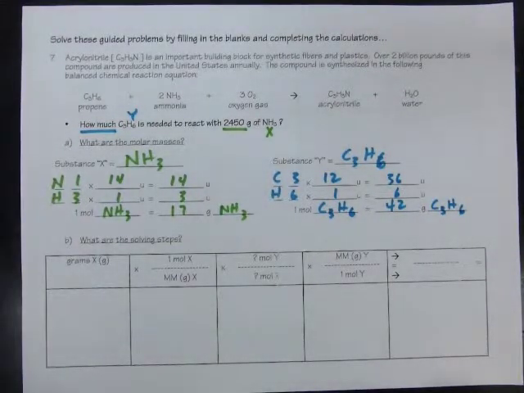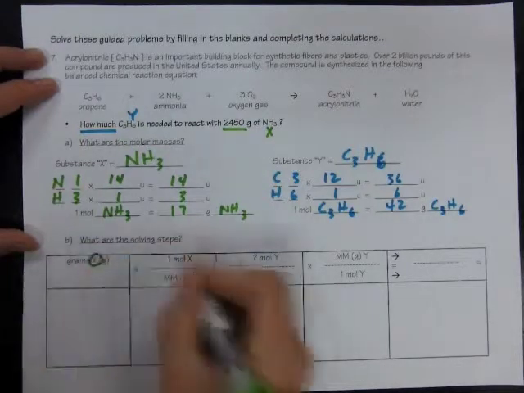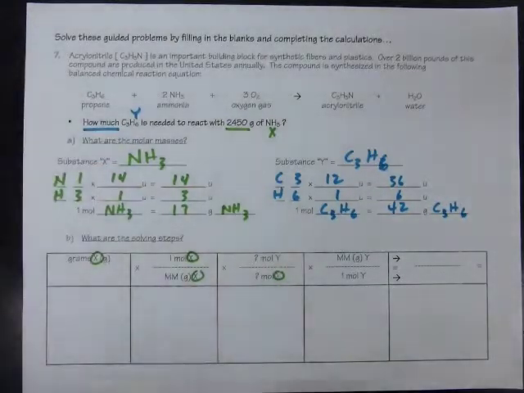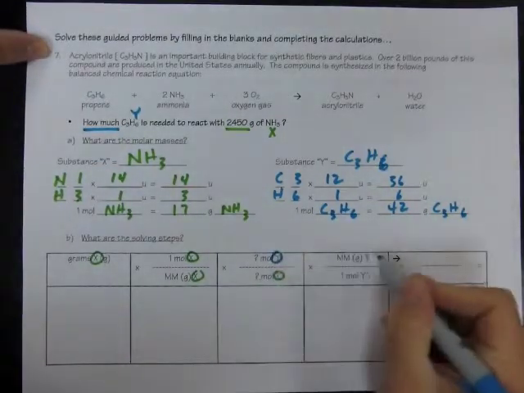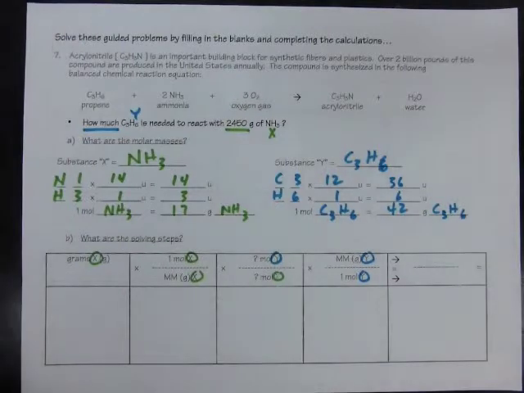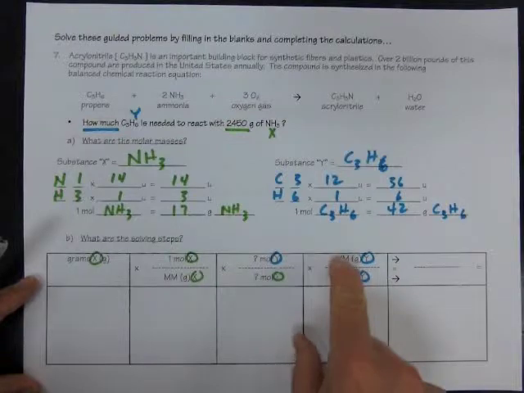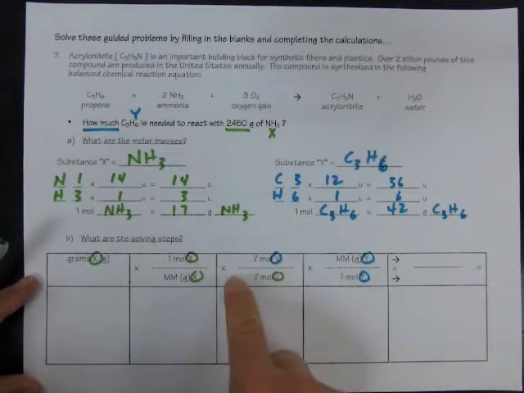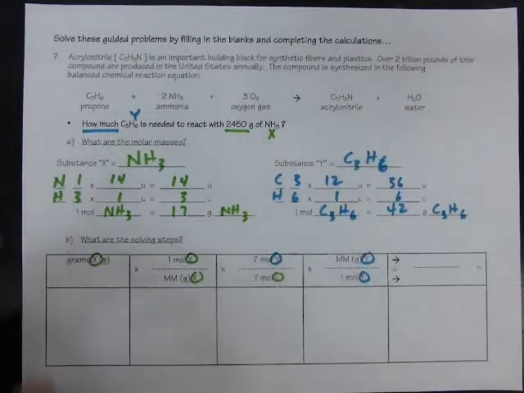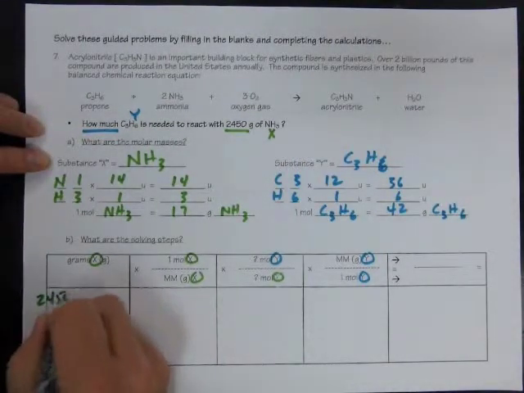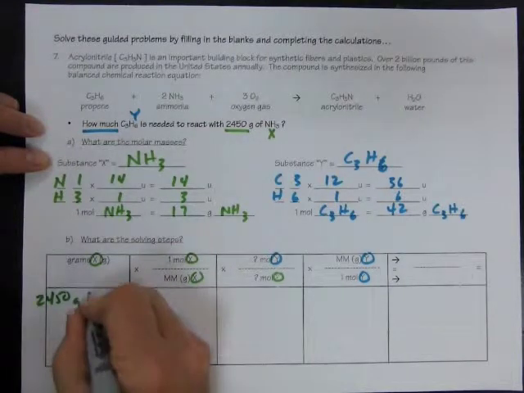All right, so now we're ready to begin setting up our equation. Wherever I see X, I'm going to write the formula for ammonia. And wherever I see Y, I'm going to write the formula for propene. And then I'm going to look for the values that go in each place. The molar masses of those substances, and these question marks here we'll get to. Those come from the balanced reaction equation. So write down what you're given first. 2,450 grams of ammonia.